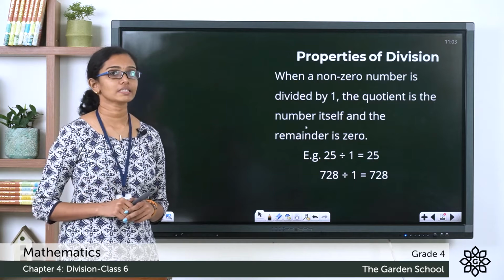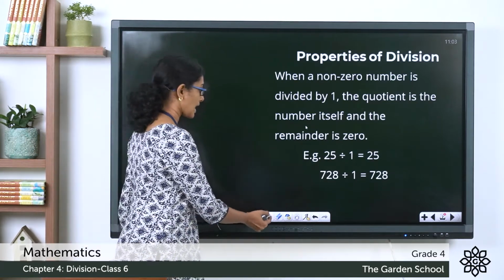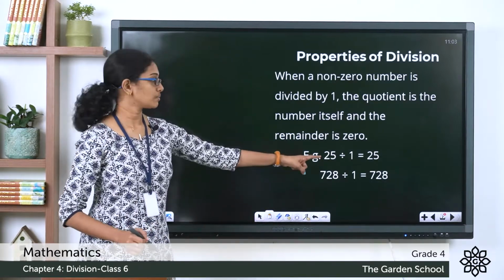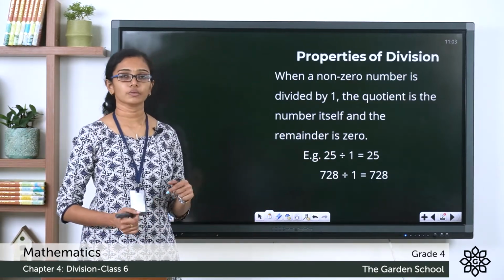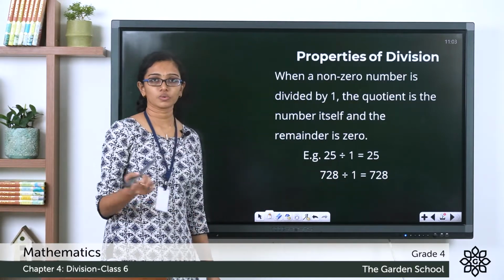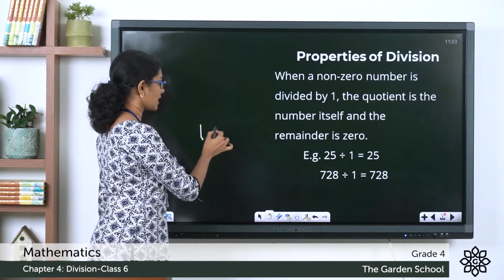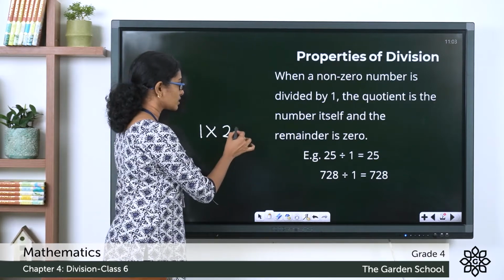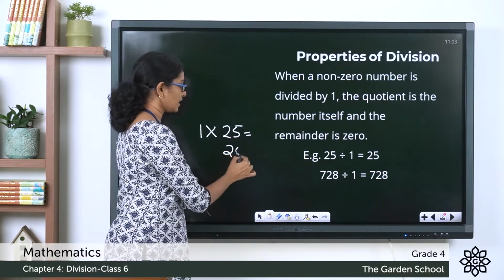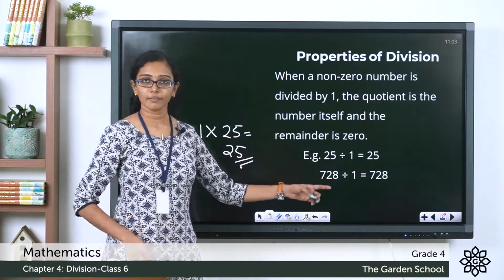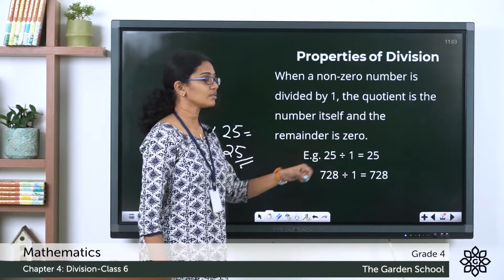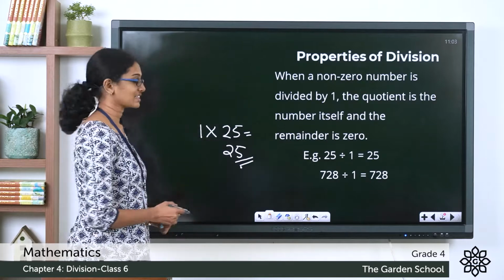We know 1 is a factor for all the numbers. Any number into 1 gives the number itself. So look at this example. 25 divided by 1 equals 25. What does this mean? How many ones will make 25, right? Or what should be multiplied to 1 to get 25? It is the number itself, 25 itself, right? So we can say any number except 0 divided by 1 gives the number itself as the quotient.